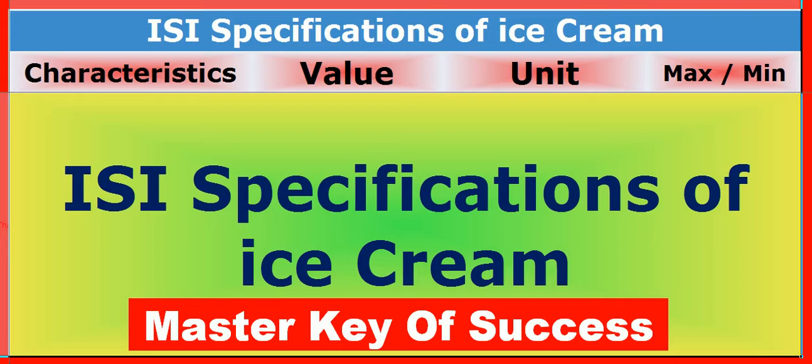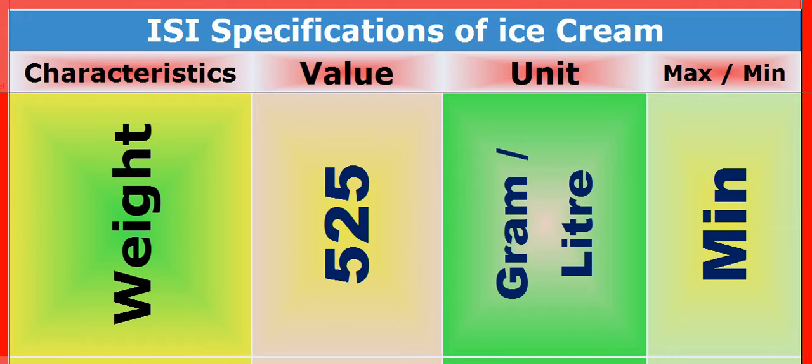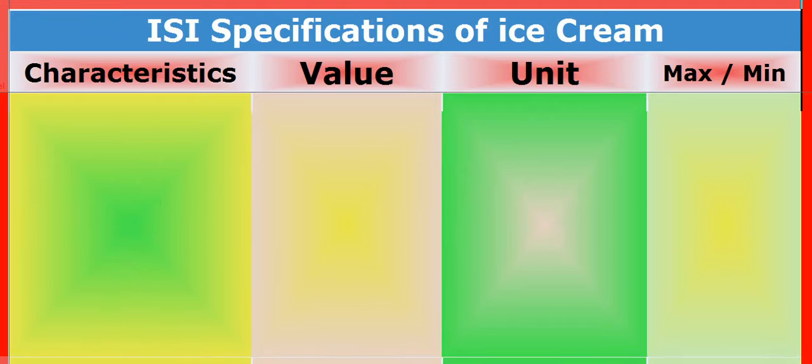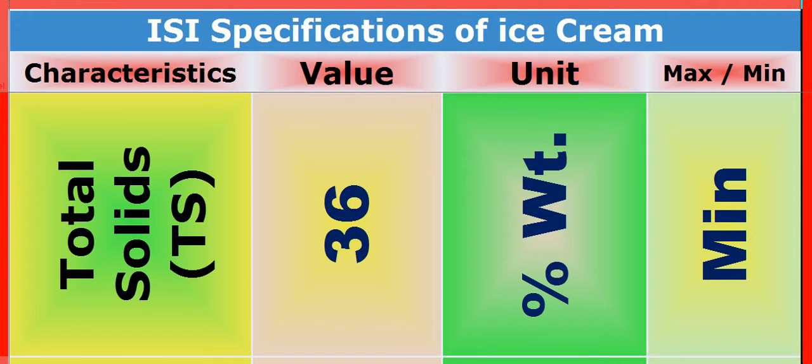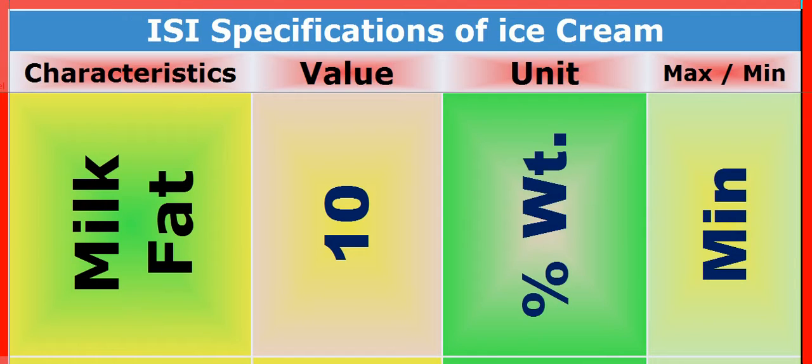In this video you are watching ISI specifications of ice cream. Minimum weight of ice cream equal to 525 grams per liter. Minimum total solids (DS) of ice cream equal to 36% weight. Minimum milk fat of ice cream equal to 10% weight.